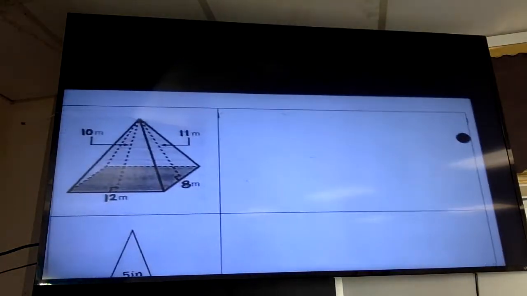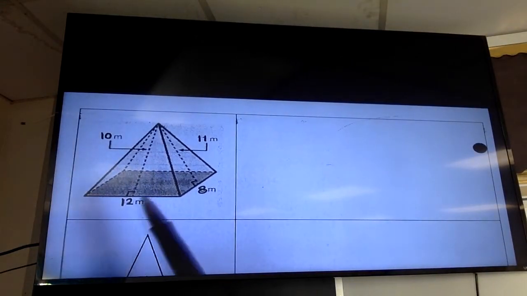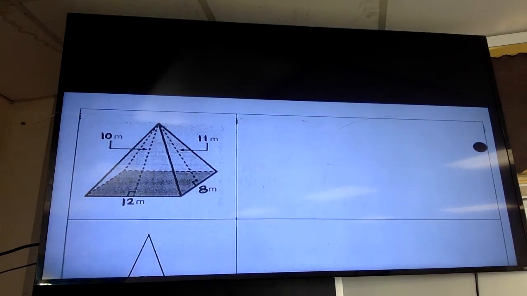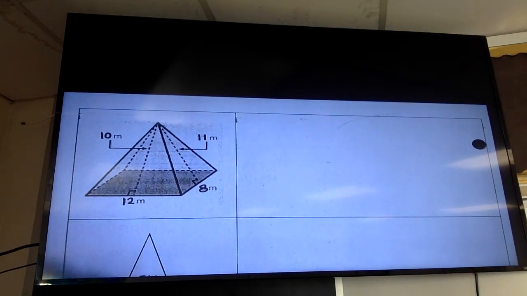So I want you to try this one on the back. This is an example again of a rectangular pyramid. It's 12 by 8. Not all my sides are the same. So just like last time, I want you to try it on your own. So pause me right now.